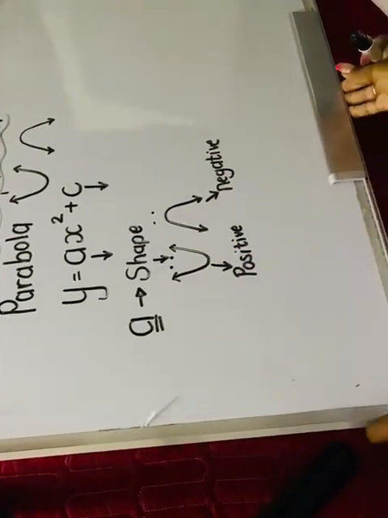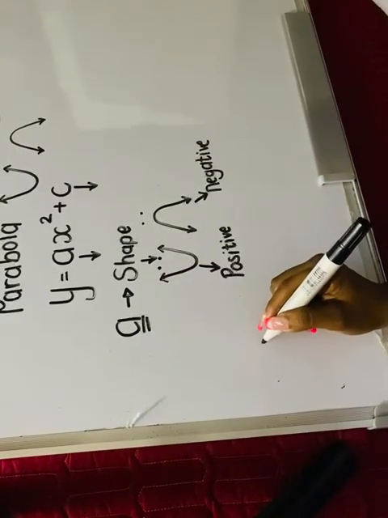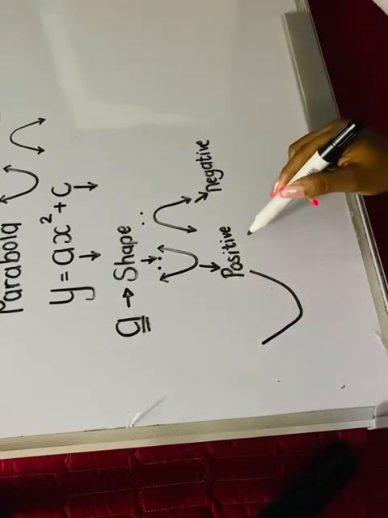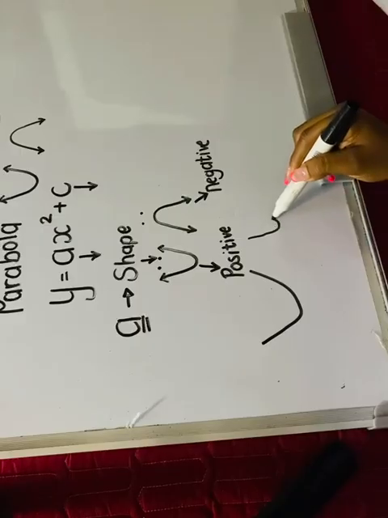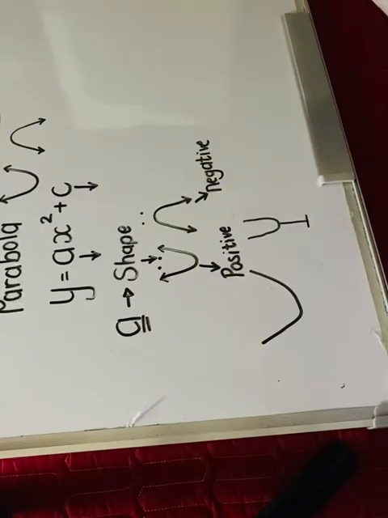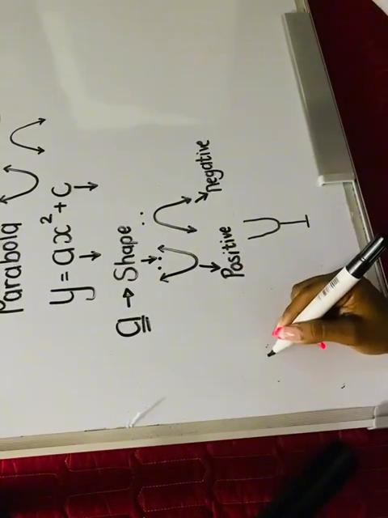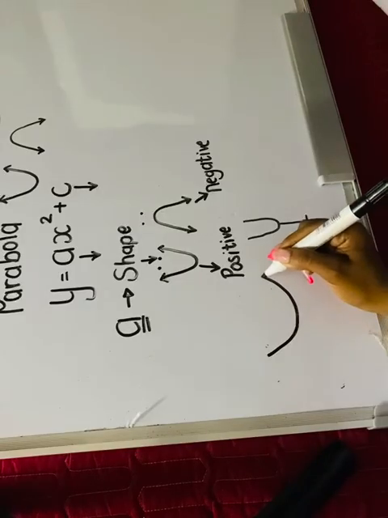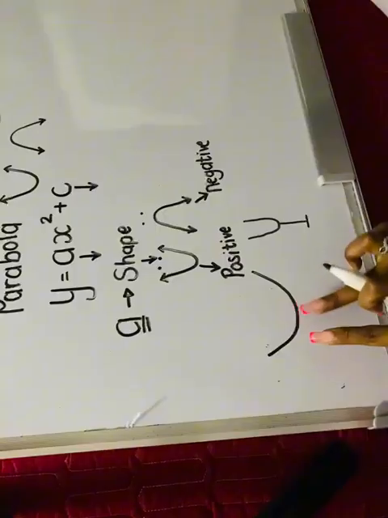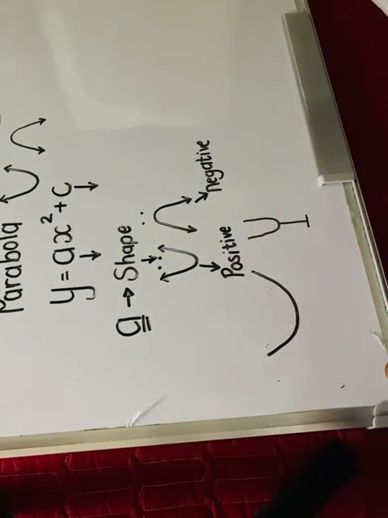Also, a looks at if the graph is going to be wider, meaning it's going to look like a bowl, or if it's going to look like a champagne glass. Champagne glass. So this looks like a bowl, but this bowl is not nice. Let's draw a nice bowl. So now we need to know if this graph is going to look like a bowl or if it's going to look like a champagne glass.